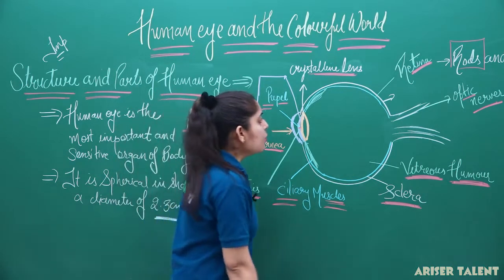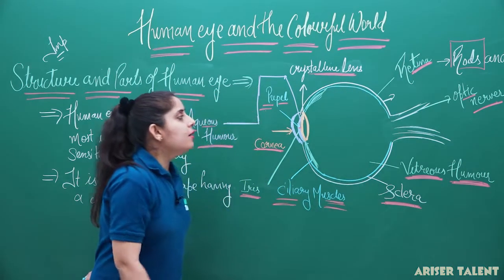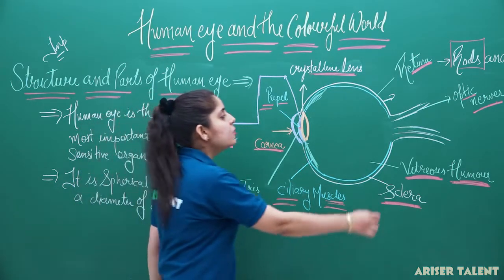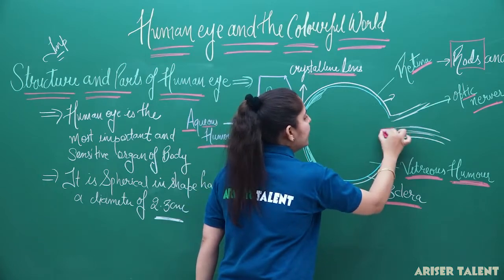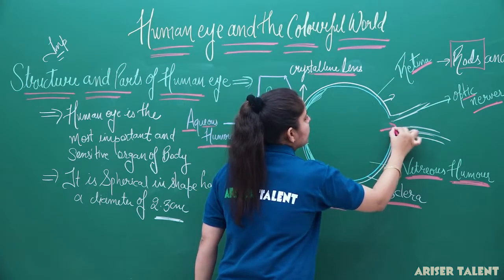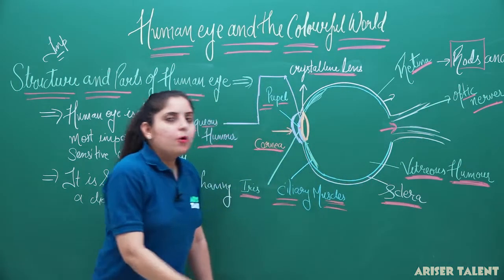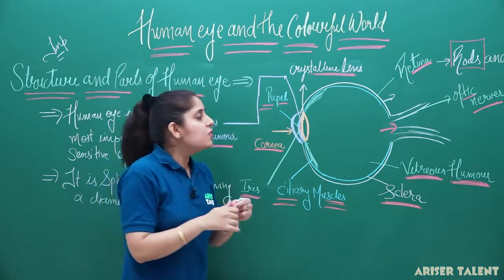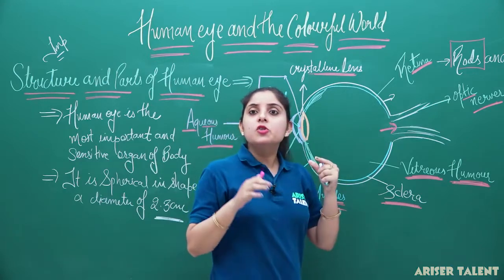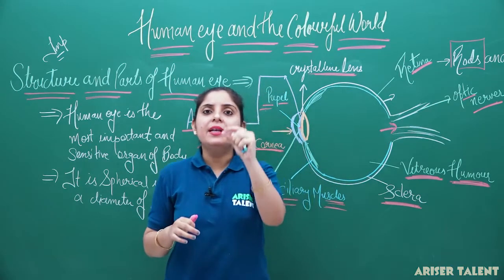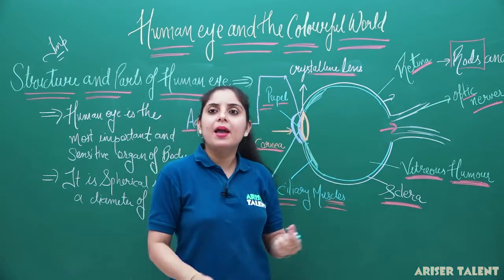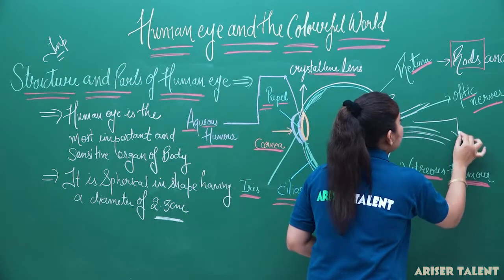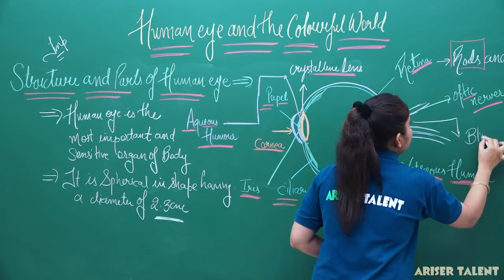Now what you can see here is that the optic nerves are connected to a part of the eye. There is no retina in this part. Is there any retina on that part? There is no retina on that part where the optic nerves are attached to the human eye. So the point where optic nerves are attached to the human eye is known as the blind spot. What is it known as? It is known as the blind spot.